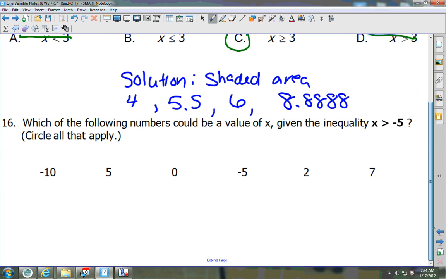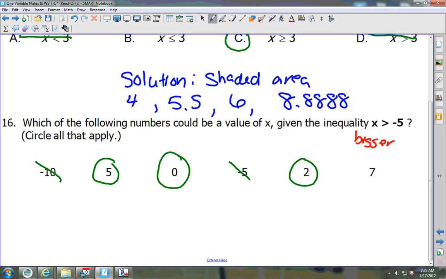So if you look at this next one, which of the following numbers could be a value of x given the inequality? Well, I need numbers that are greater than -5. That means that they're bigger than -5. So take a minute and try and figure out which ones of those would work. Well, is -10 bigger than -5? No, because it's farther to the left. That one doesn't work. 5 is bigger than -5. 0 is. Is -5 larger than -5? No, it is equal to. 2 is bigger, and so is 7.